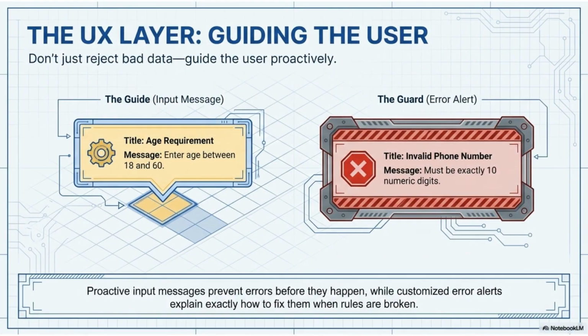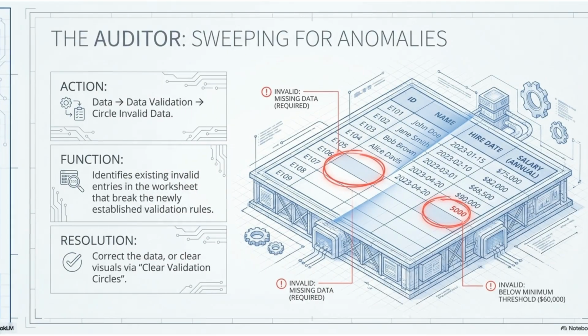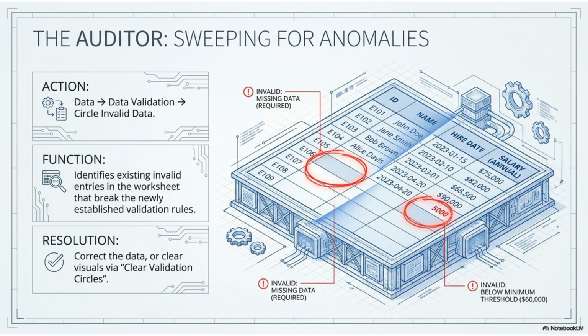Layer 4 guides users with helpful messages. Input tips prevent mistakes, while custom error alerts explain how to correct invalid entries. Finally, use Circle Invalid Data to find entries that break your validation rules. Fix them or clear the error mark to keep your data clean.